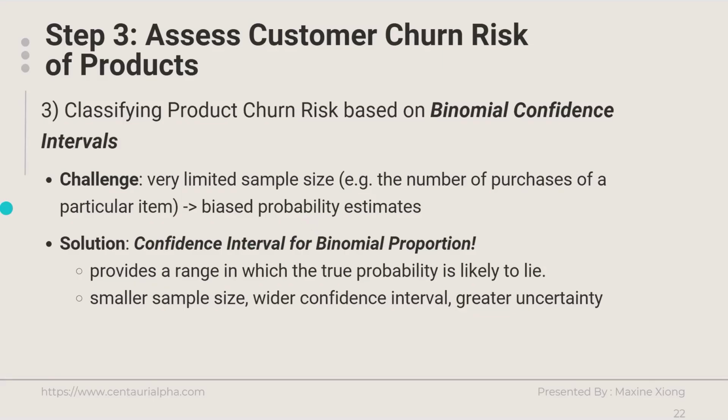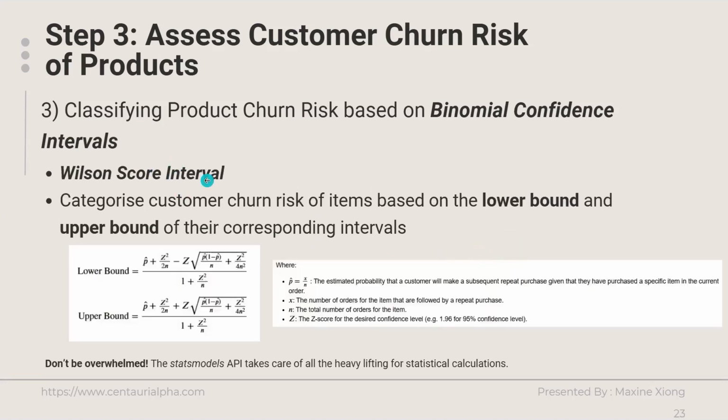item's true retention probability. A good way to address this issue is by calculating the confidence interval for binomial proportion for each product. The confidence interval provides a range in which the true probability is likely to lie. For smaller sample sizes, the confidence interval widens, reflecting greater uncertainty in our estimates. In our analysis, we used the Wilson score interval for each item, since it's the best for small sample sizes, to determine the lower and the upper bounds, which help us classify the churn risk of each product.